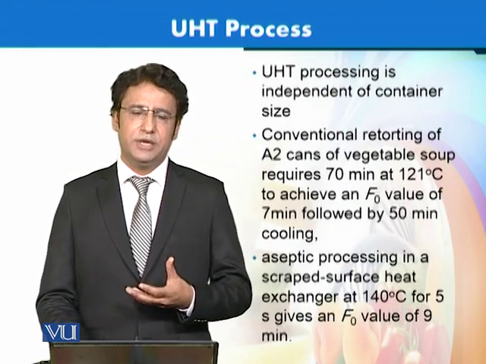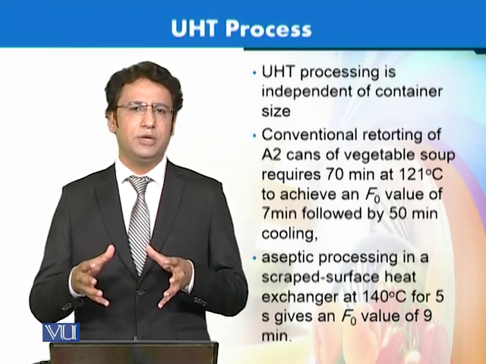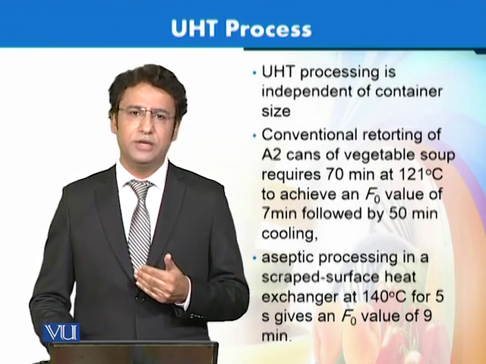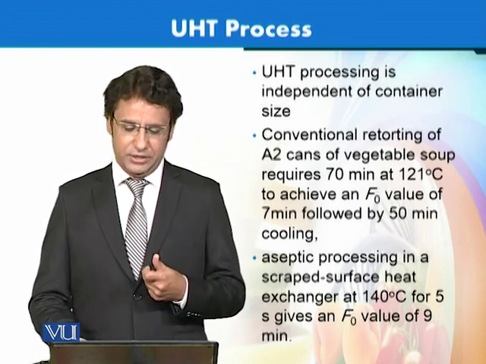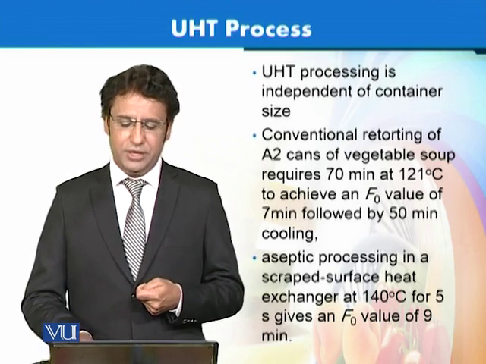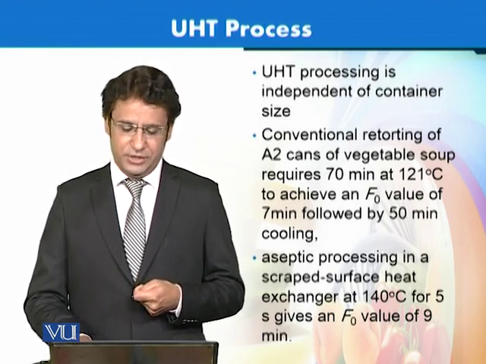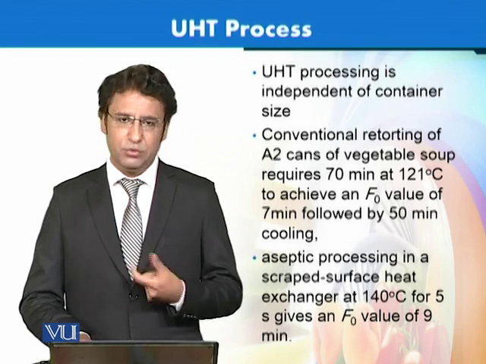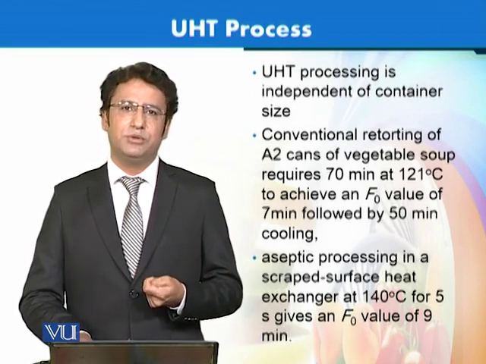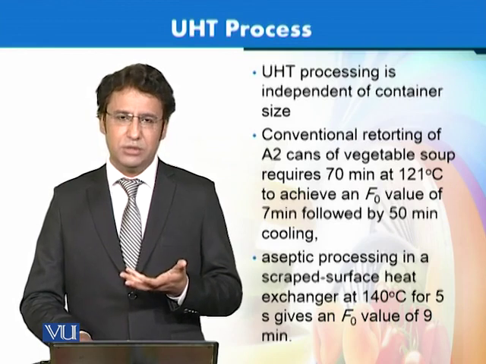Another interesting thing about the UHT process is that it is not dependent upon the size of the container, as it is in all other heat treatments. For example, in a retorting or canning process, if we take A2 size cans with vegetable soup within them, it requires 70 minutes at 121 degrees C to achieve an F0 value of 7 minutes, followed by 50 minutes of cooling. The F0 value is a value where we don't have any viable cells within a food. As you can see, this is a very long time, 70 minutes.